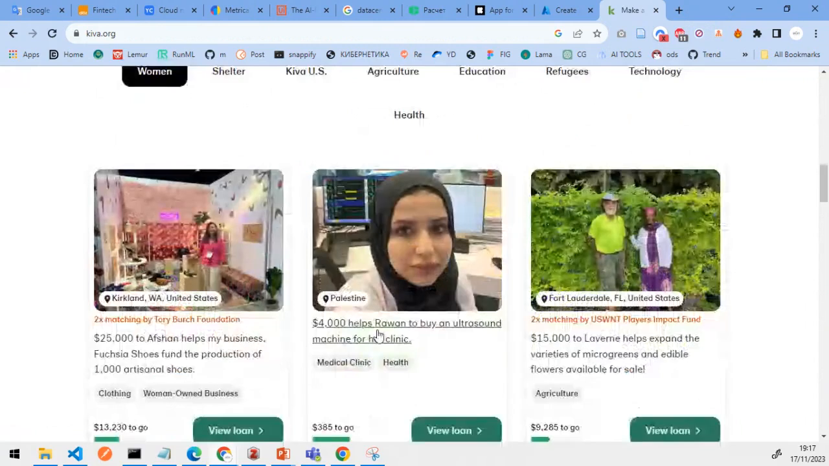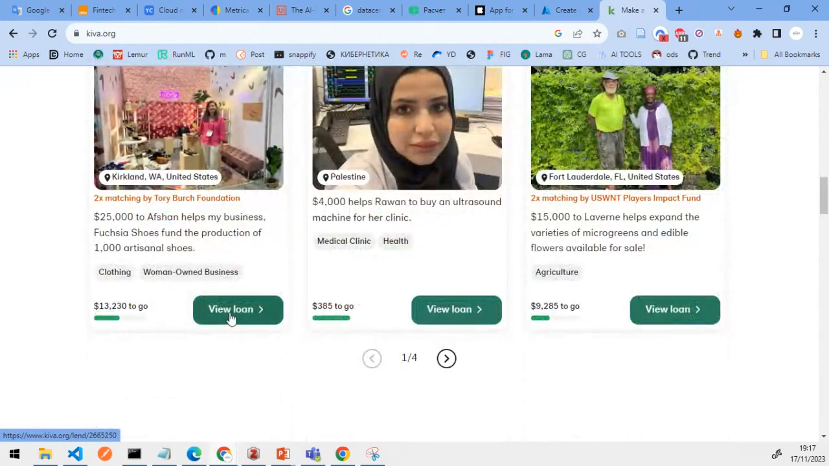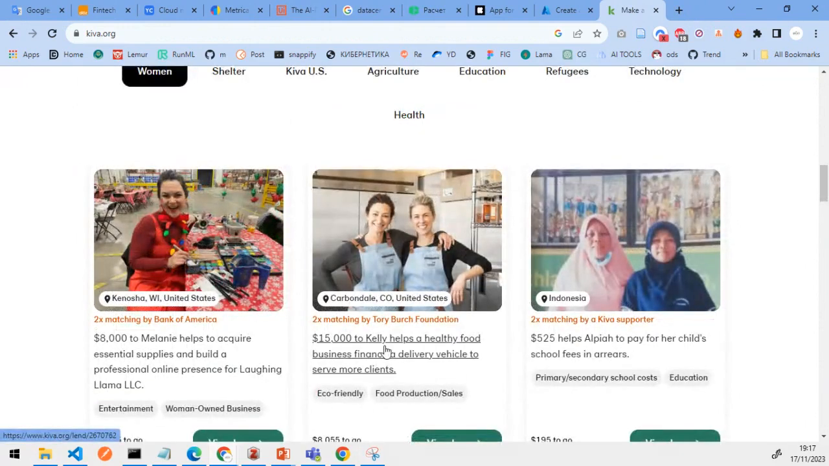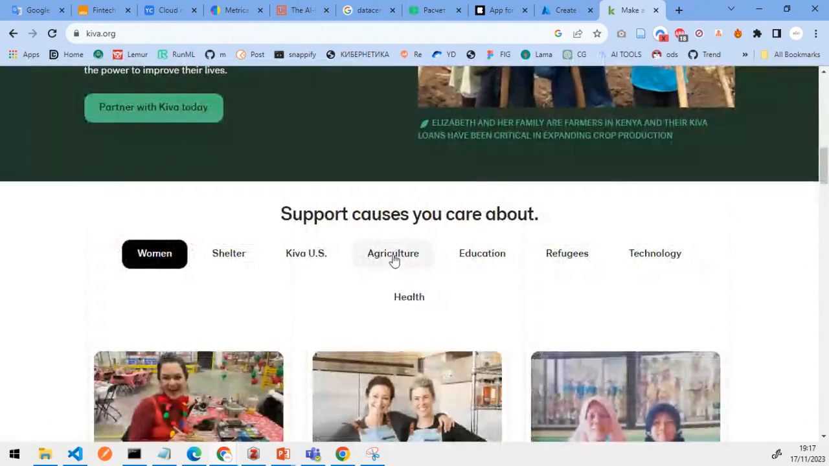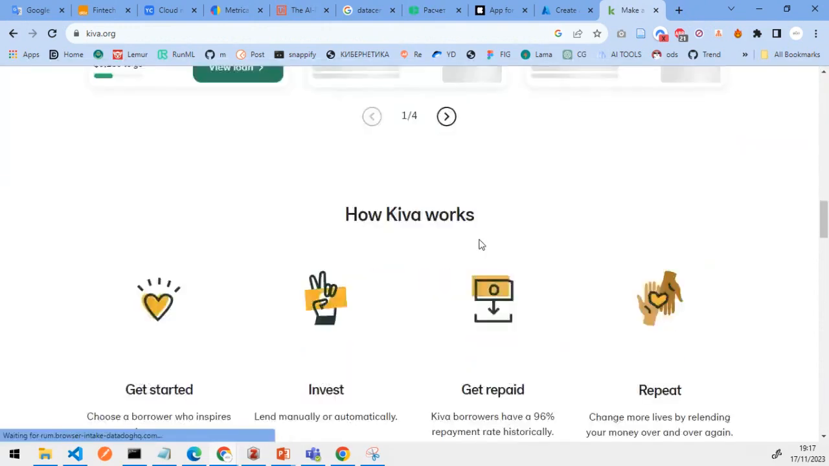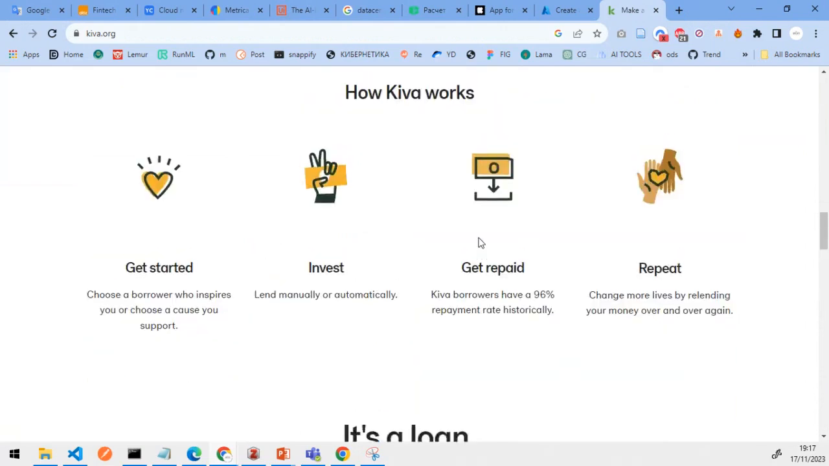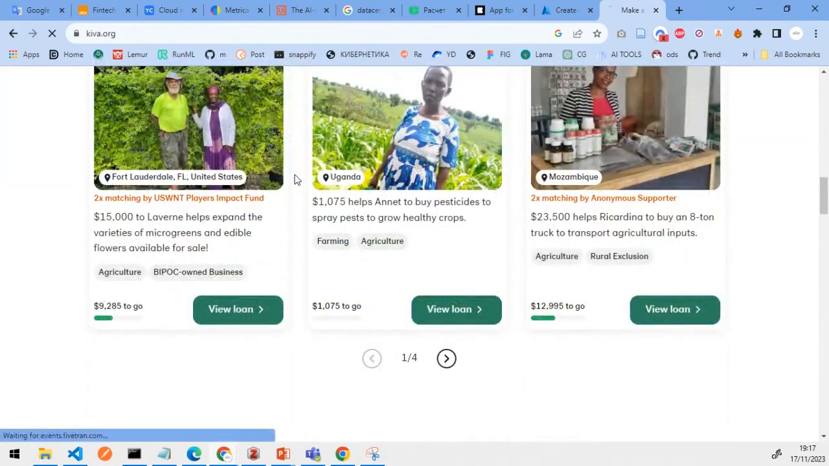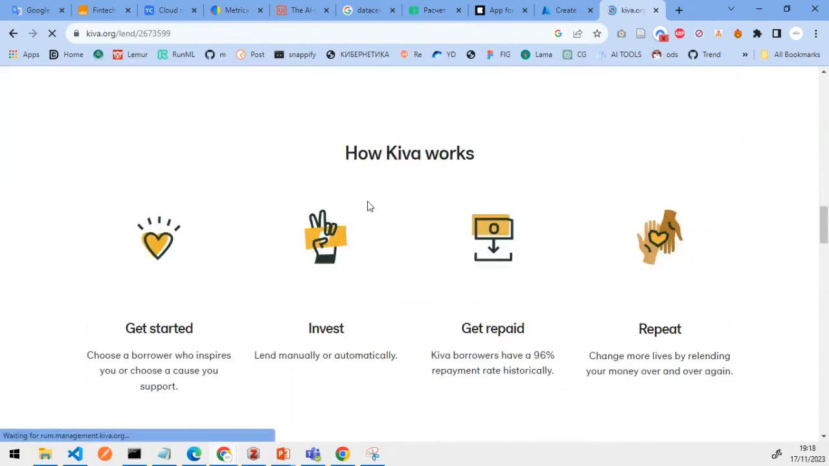So these people have a business idea, they need to start a business. What you can do is support the business, and you get paid back for supporting it after a certain time. People put their business ideas there, and it helps. Mostly in farming, there are lots of use cases in farming and agriculture. People have business ideas. For example, let's look at this one.